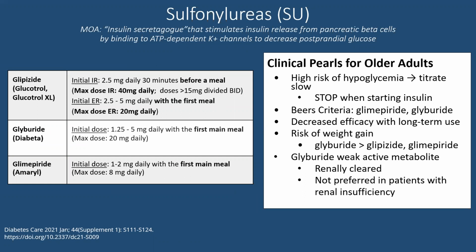So a lot of the sulfonylureas that we have are on the Beers criteria because some of them, like glyburide and glimepiride, have longer half-lives, have active metabolites, and so they're more likely to cause a hypoglycemic reaction. So we generally prefer glipizide over the other two. And again, all sulfonylureas can cause hypoglycemia.